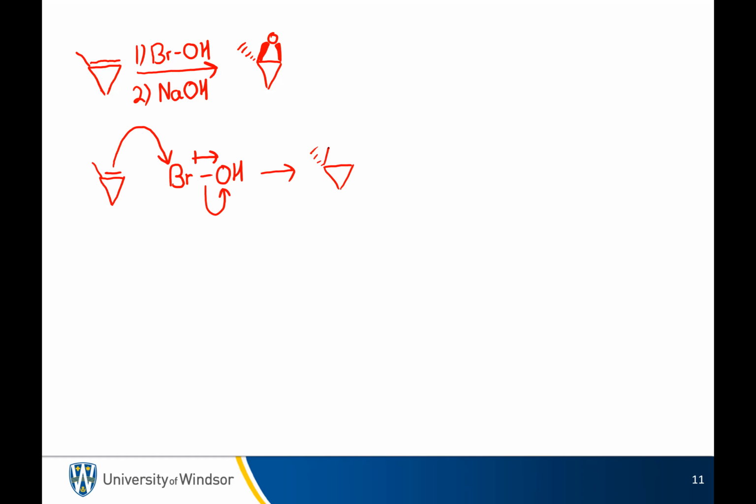I'm arbitrarily attacking from the bottom to make this work. I have to arbitrarily attack from there to give me the exact product I want. I have to arbitrarily attack from the bottom. It's arbitrary though. Perfectly correct to do it from the top.